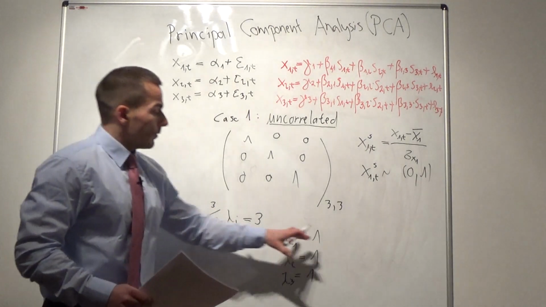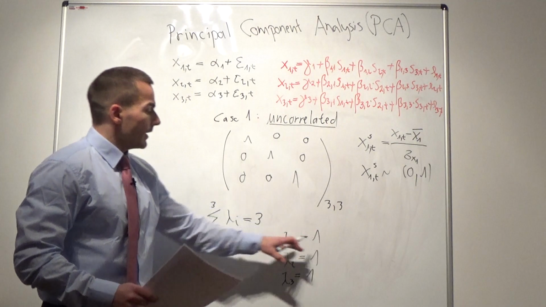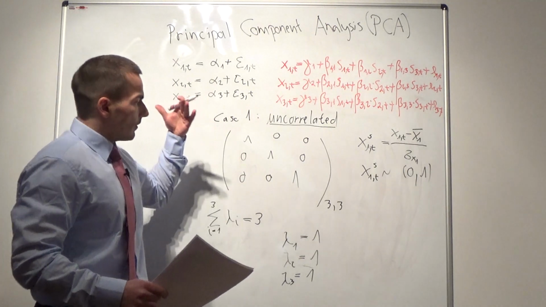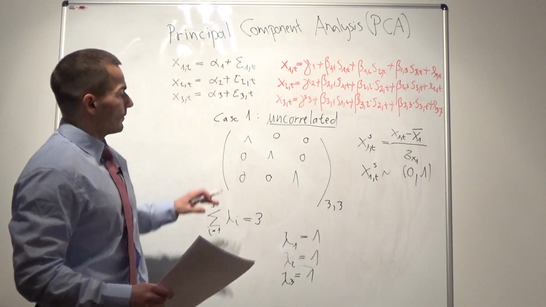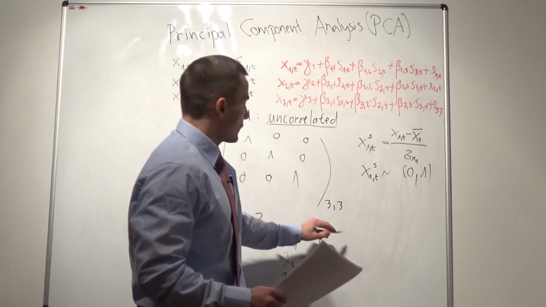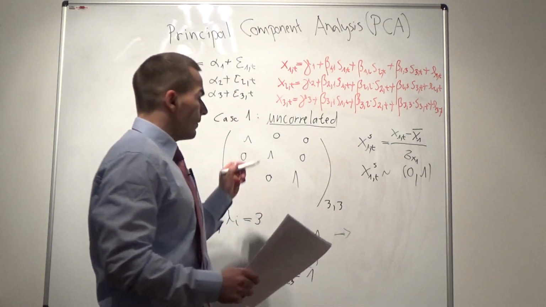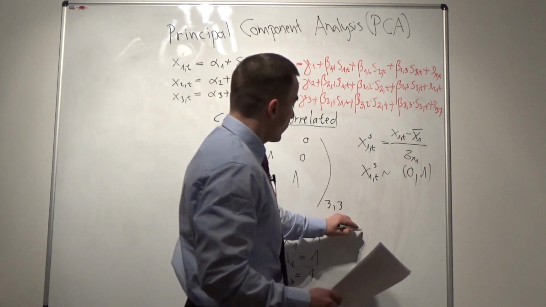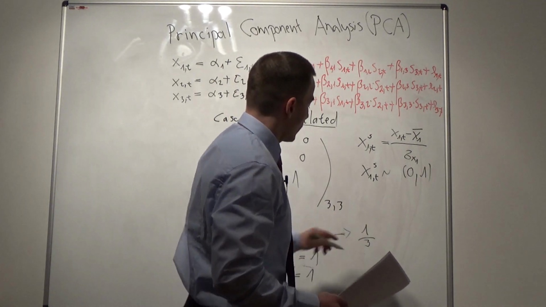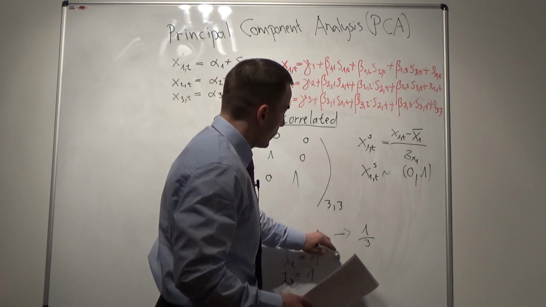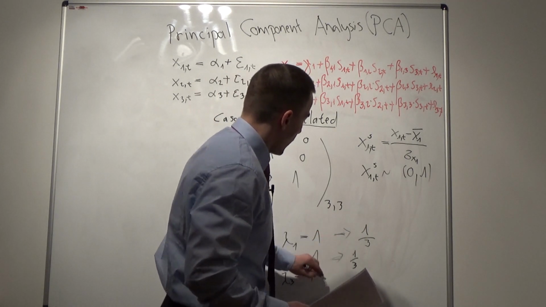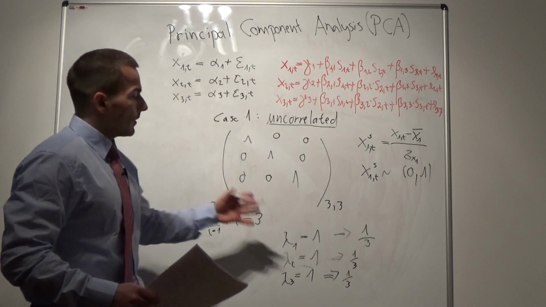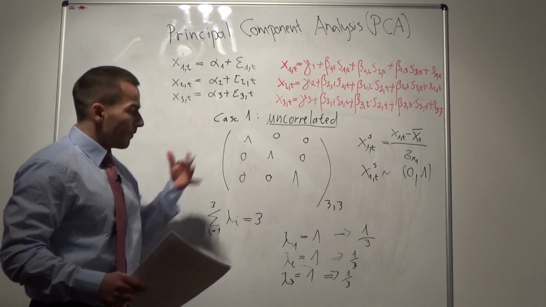So we can say that the first eigenvalue explains 1/3 of the overall variation in these data vectors here. Yeah? So it means that in this case, the economic magnitude explained by the first eigenvalue is 1/3. The same is for the second one. It's 1/3, and the third one as well. Each of them explains 1/3 of the overall variation.